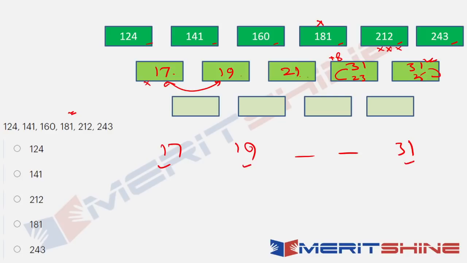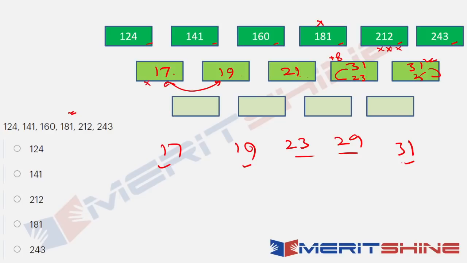17, 19 and 31 are all prime. If there are just two primes between 19 and 31, my work is done. So what are they? 21, 22, 23. Yes, this can come. After that, what do I have? 24, 25, 26, 27, 28, 29. Yes. Now, look at this.